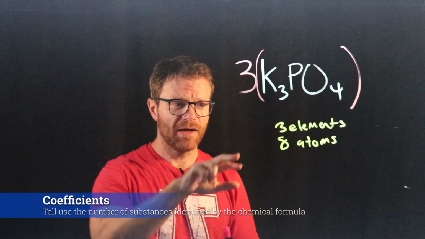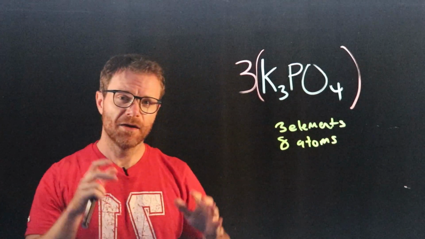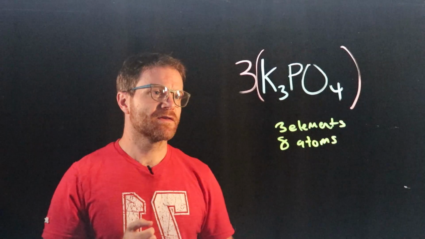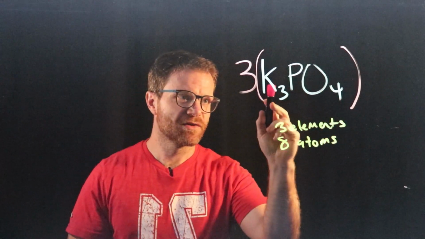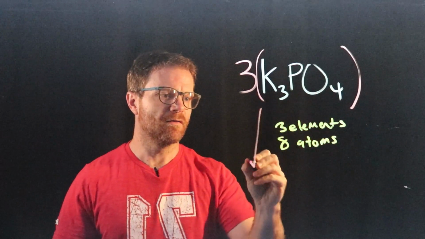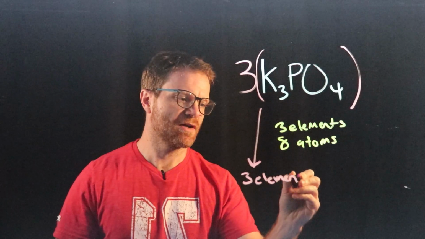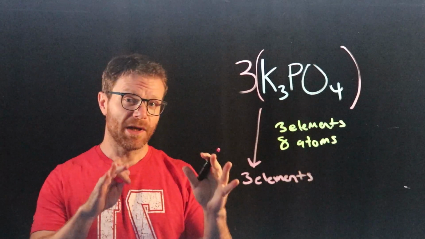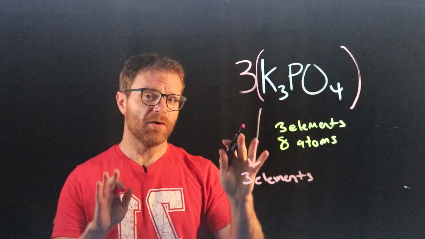So now, if I asked you these same questions, how many elements and how many atoms do you see? Let's answer that. So how many elements do we see here? Well, it's still the same. It's still just potassium, phosphorus, and oxygen. So now we have a total of 3 elements, just like we did before. Nothing has changed. How many atoms? Well, now things get a little bit trickier. Let's count them all individually.